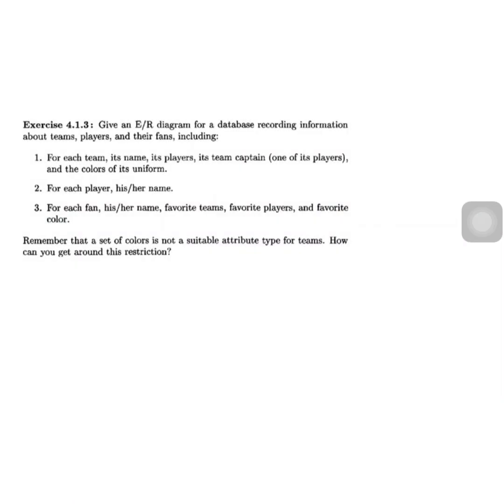And now I give you an example. Give an ER diagram for a database recording information about teams, players, and their fans. Now we know there are three focused entity sets: teams, players, and fans.